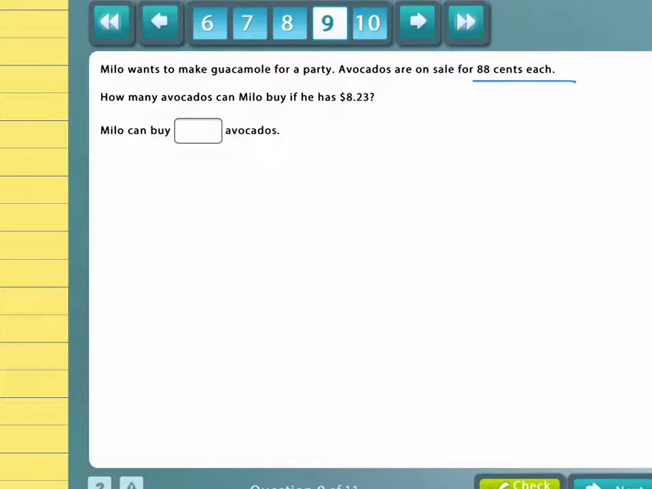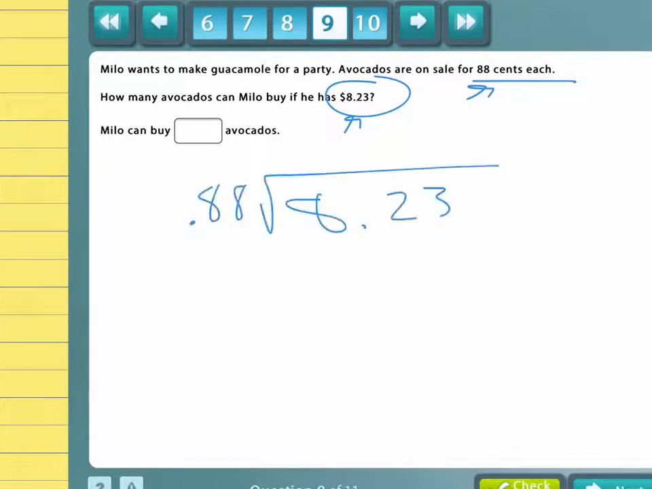Milo wants to make guacamole for a party. The avocados are on sale for 88 cents each, and he has $8.23. So you have to realize that this is in cents here, and this is in dollars and cents. So we need to convert that into cents in order to make it easier to divide. So I set up the problem this way: 88 cents into $8.23. Multiplying this by 100 and multiplying this by 100 gives me an easier number to divide.